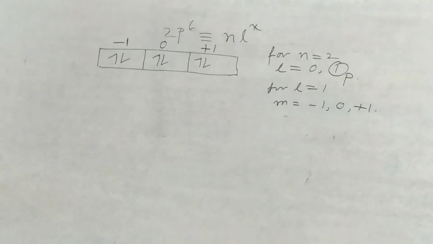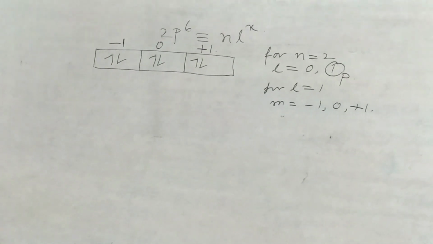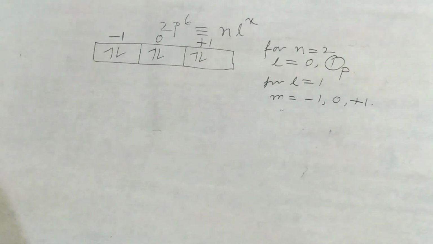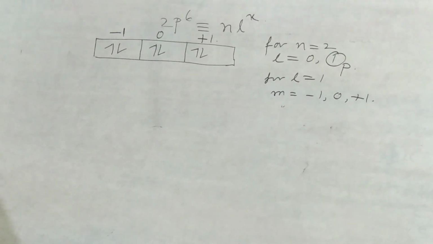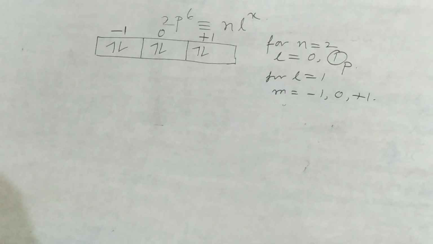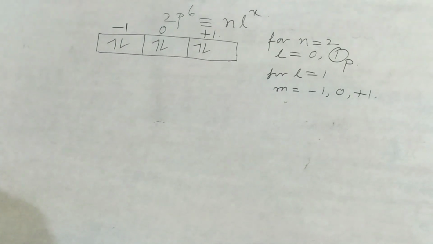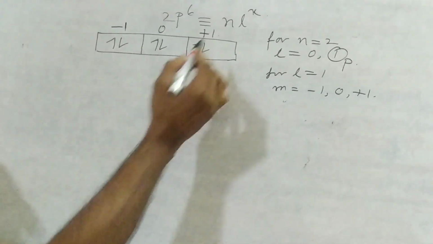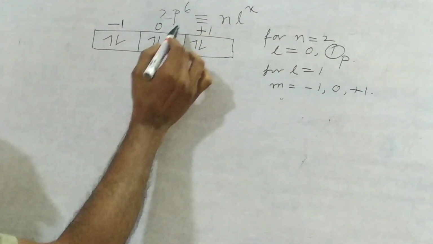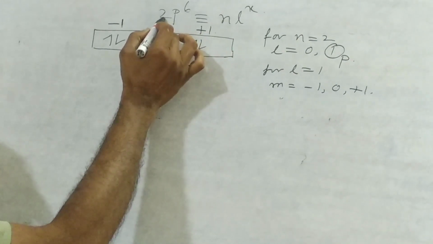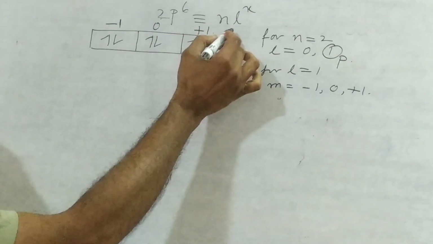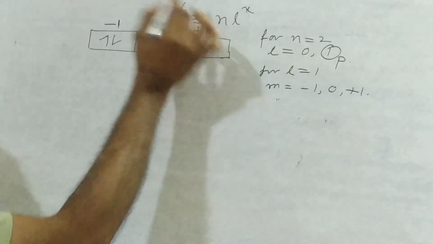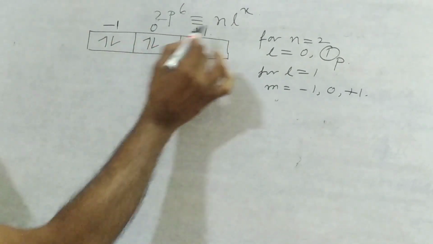Now, knowing about 4 types of quantum numbers, we are now going to assign the quantum numbers to the electrons and thereby find out the basis of Pauli's exclusion principle. So here you see I have drawn an electron configuration of 2p6. Now 2p6 is equivalent to n l to the power x, where n is 2. Here the principal quantum number is 2, l is the sub-energy level, and x is the number of electrons, 6. You can compare it very easily.